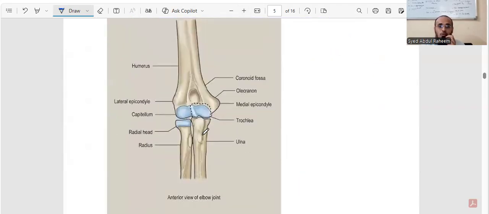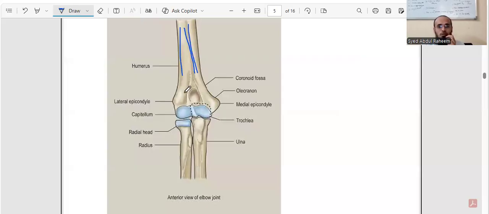Now, another part of the joint: you have to get the names of the bones also, then only you will be able to understand. This is the humerus bone. This is called the lateral epicondyle. This is called the medial epicondyle. Where are they situated? I will show you.